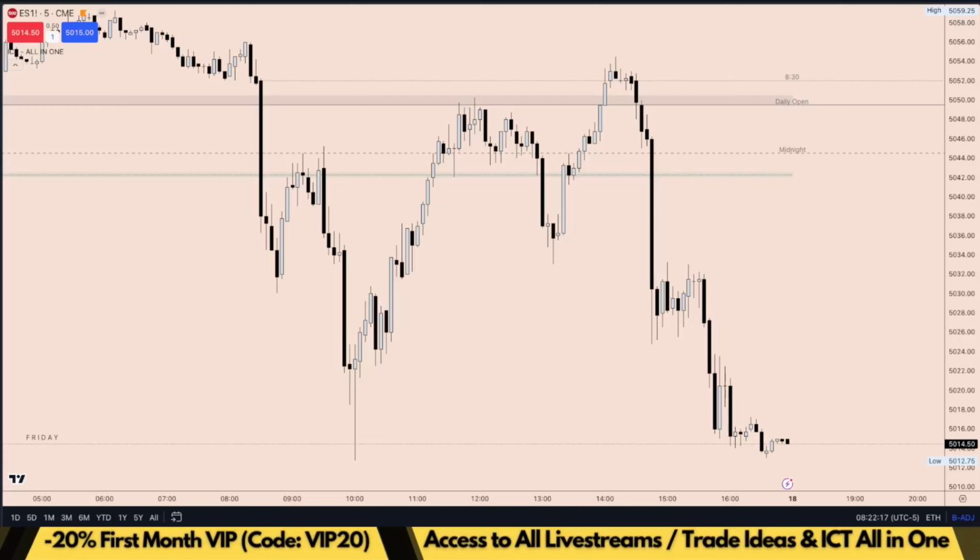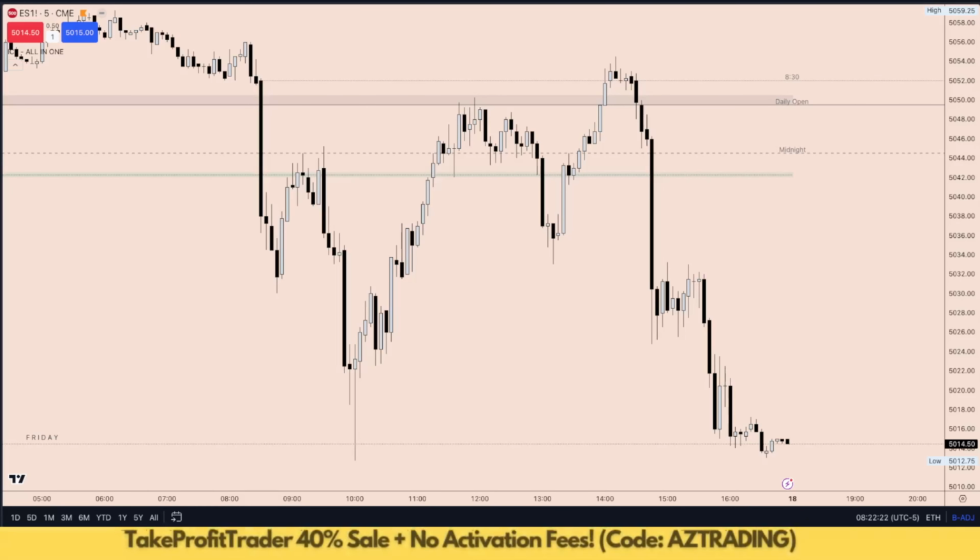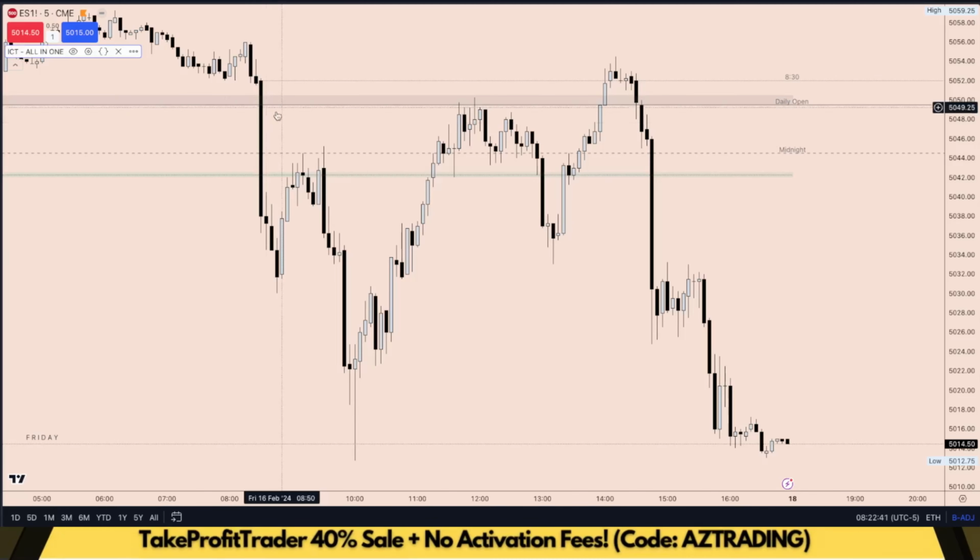But now let's really get into the meat of this specific video, trying to understand the key to finding success in ICT concepts. And in my opinion, it's really simply using fair value gaps and inversion fair value gaps paired with volume imbalances to frame your bias. What do I mean by this? So let's take a close look at this price action right here.